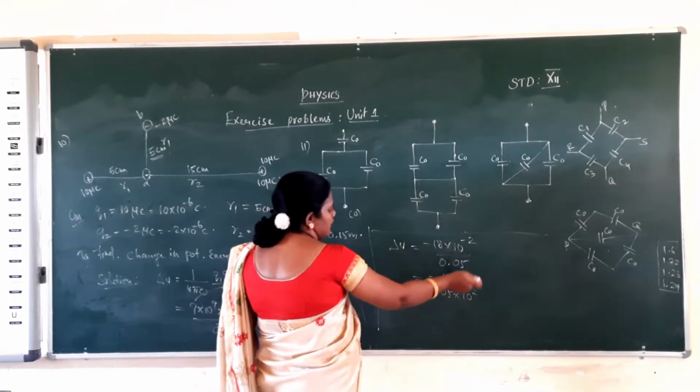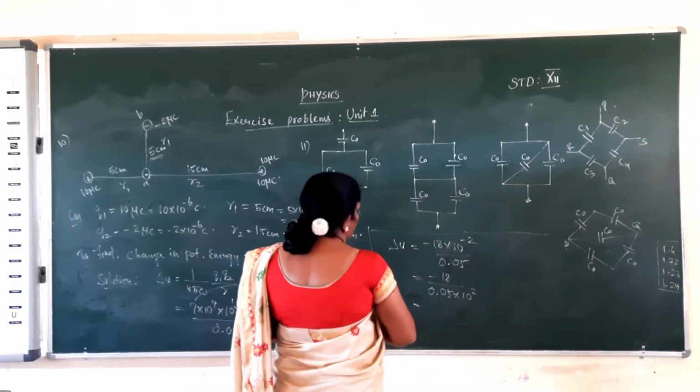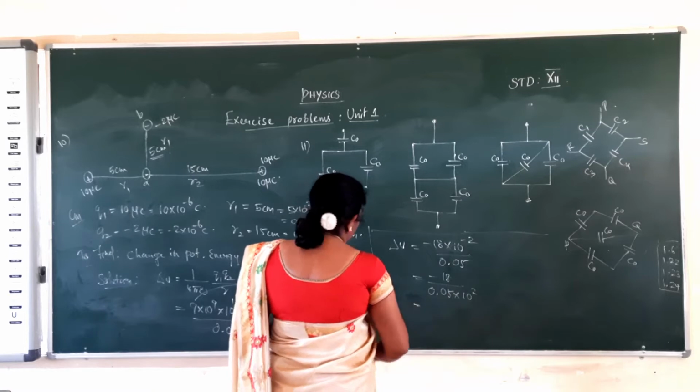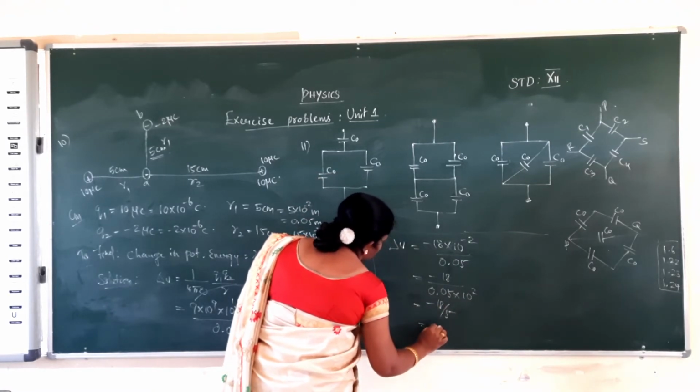If there is a minus 2 on top, when it comes to the bottom it changes to plus 2. So 0.05 into 10 square, that is 5. So minus 18 by 5. So minus 18 by 5.